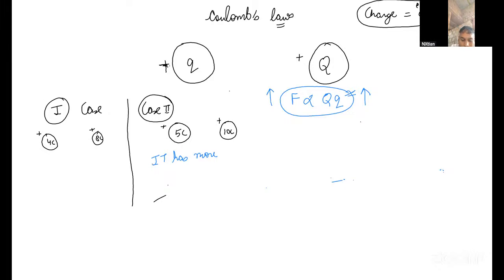For example, you can directly check. Directly proportional means if one value increases, then the other value will also increase. So you can check that if it is 50, it has more force than 32 coulomb force. Did you understand me correctly? Okay. This is the first point.